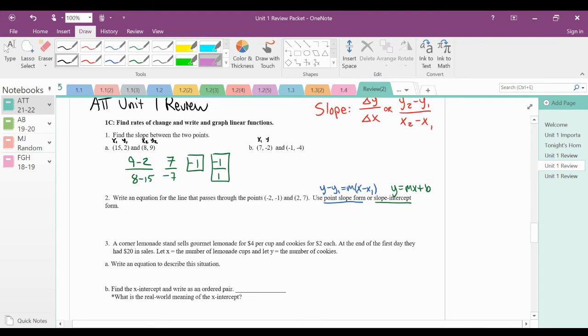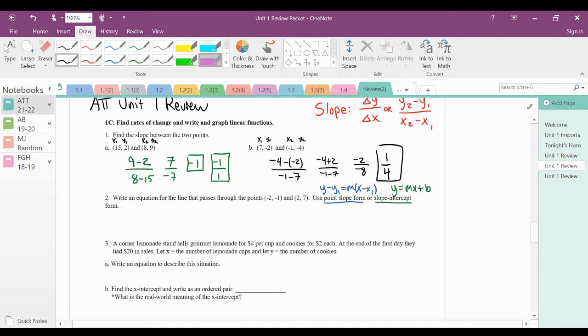Letter B, same idea here. We've got our x1, y1, x2, and y2. Negative 4 minus negative 2 over negative 1 minus 7. That becomes negative 4 plus 2 over negative 1 minus 7, or negative 2 over negative 8, which simplifies to a positive 1 over 4.